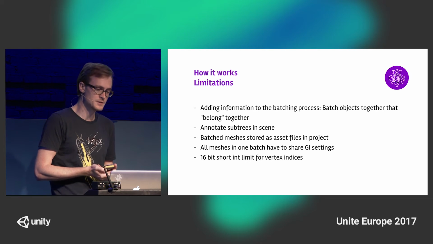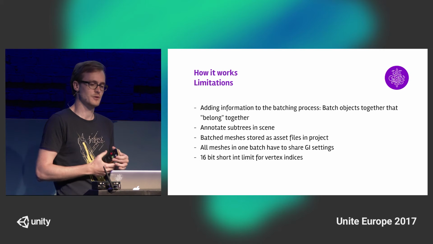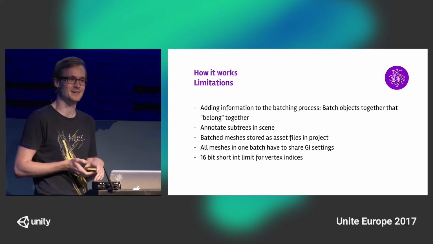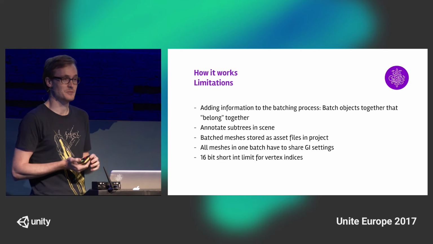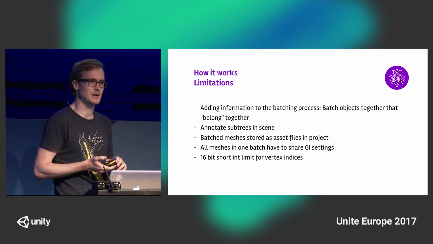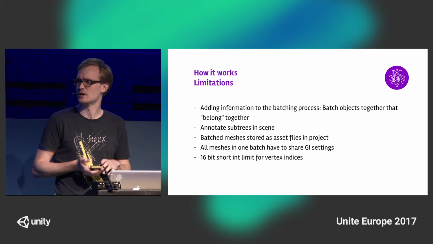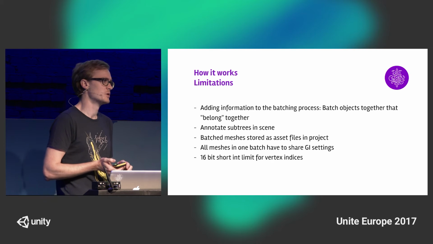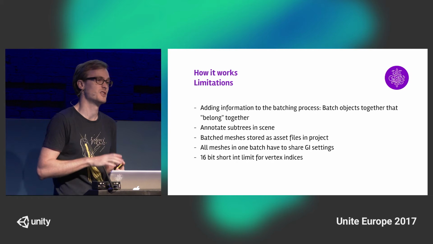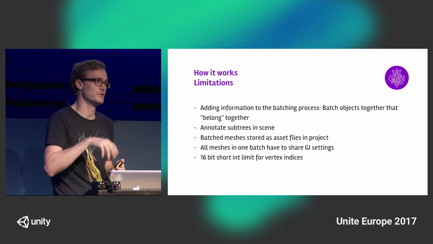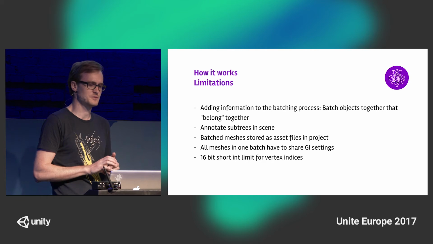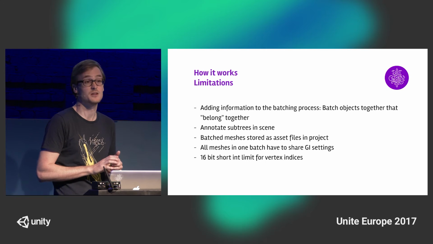What's a bit bigger though is the 16-bit short int limit for vertex indices. That's quite a technical thing. In Unity, if you create a mesh, the mesh can only hold something like 32,000 or 35,000 vertices, because the index array only uses short ints. So you cannot address any more vertices. And roughly 30,000 vertices per mesh, that's not very much.